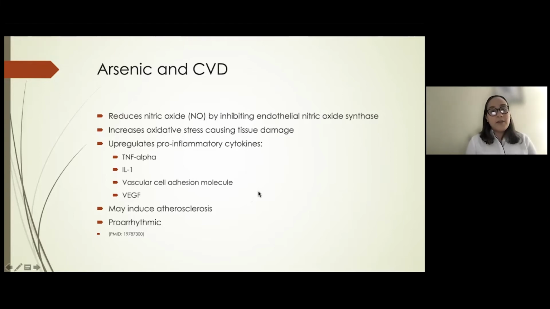So arsenic reduces nitric oxide by inhibiting endothelial nitric oxide synthase. It also increases oxidative stress, causing tissue damage. We know this. It can upregulate pro-inflammatory cytokines like tumor necrosis factor alpha, interleukin-1, vascular cell adhesion molecules, and VEGF. It can induce atherosclerosis and is also pro-arrhythmic. So a patient who has high blood pressure, just don't assume that it's lifestyle, familial, hereditary, genetic. You probably also want to look at their toxic load.